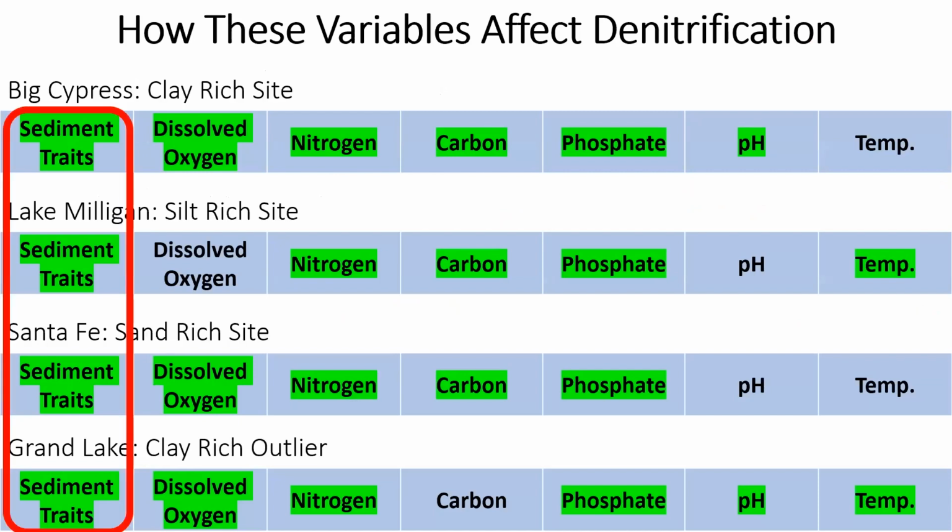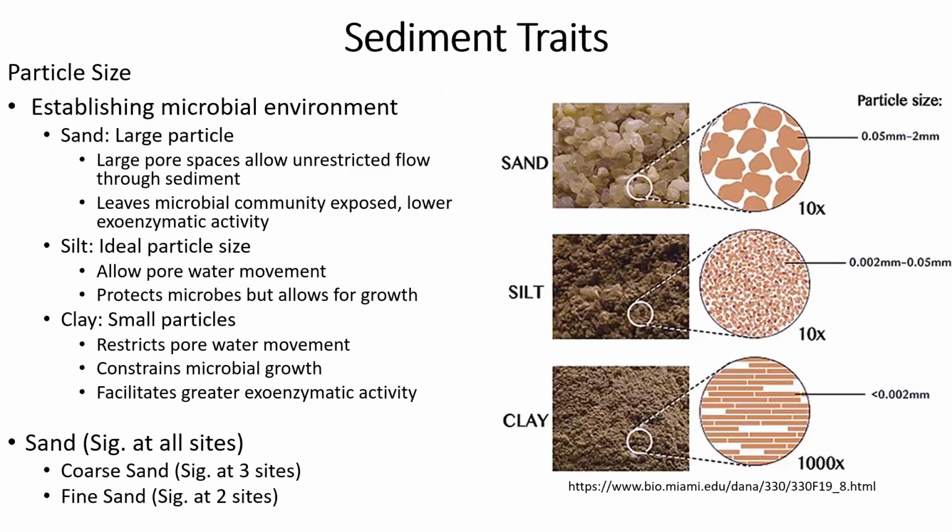Starting with sediment traits, as these seem to have one of the stronger effects. And sediment traits are going to encapsulate many different aspects. To begin with, we'll cover particle size, which assists in establishing this ideal microbial environment for denitrification. Specifically, our largest particle size was sand, and these large particles allow for large pore spaces, which in turn allowed for relatively unrestricted flow of water through the sediment.